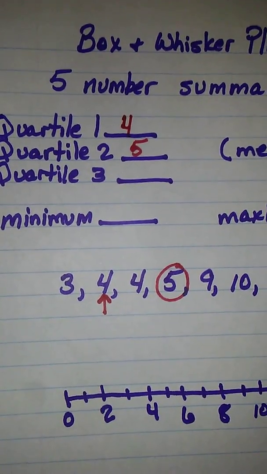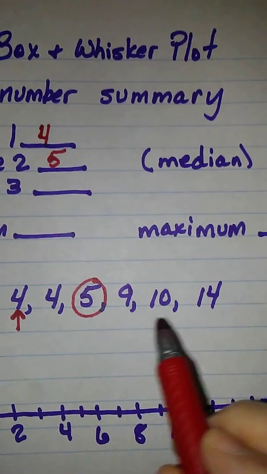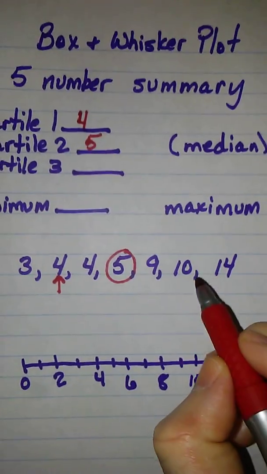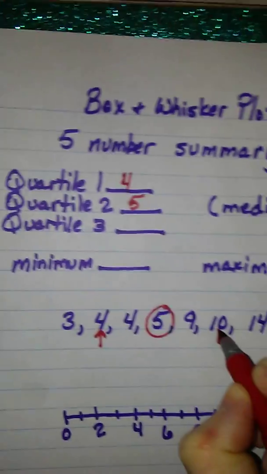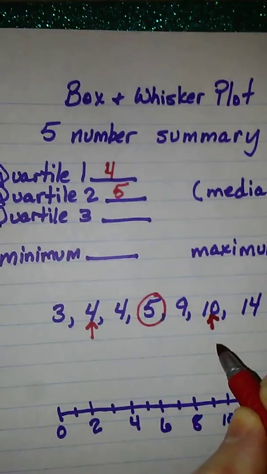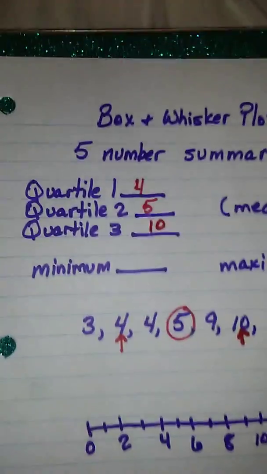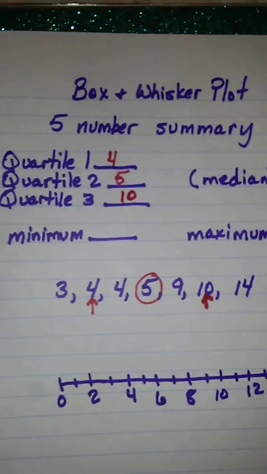Now let's go to the other side, and we look at the numbers to the right of the median: 9, 10, and 14. Students, what is the number that is in the very middle? It is 10, and that is what we call quartile 3. So we have just found the first, second, and third quartiles of this set of data.